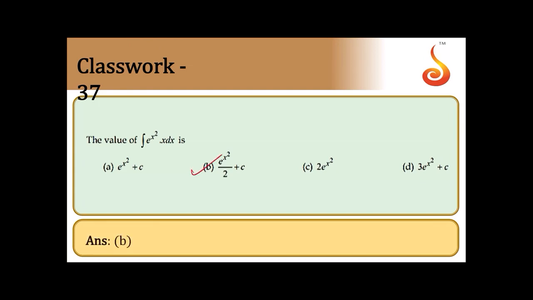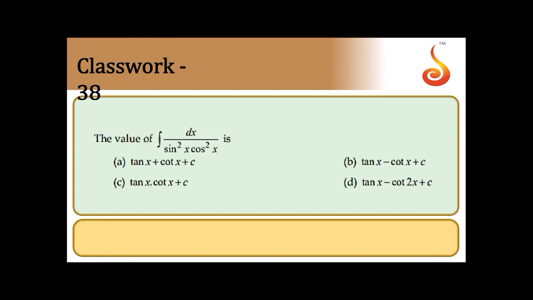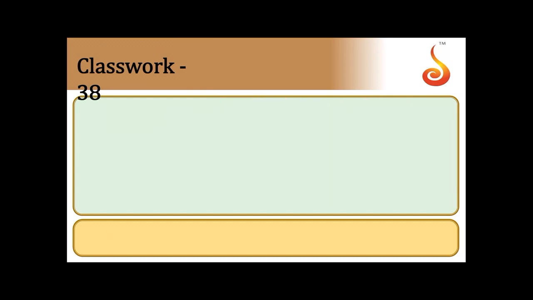Coming to the next one, integral 1 by sine square x cos square x dx. This can be written as the integral of (sine square x plus cos square x) divided by sine square x into cos square x. The terms cancel, giving the integral of secant square x plus the integral of cosecant square x dx. And therefore, the answer is tan x minus cot x. So option is B.